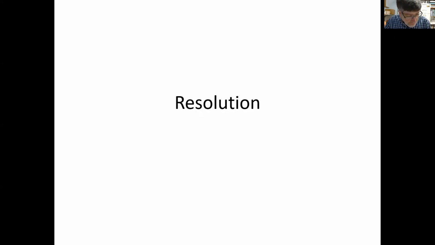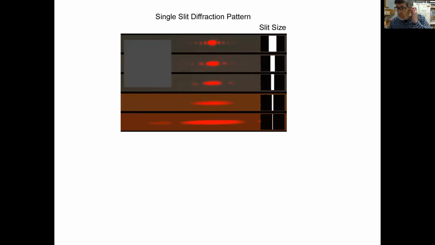Week 14, Part 5. This is on resolution of optical systems. So here's what we saw before. When you have a single slit and it's narrow, you start getting a weird effect we call diffraction. And as the slit gets narrower, the spot spreads out wider and wider in kind of a surprising way.